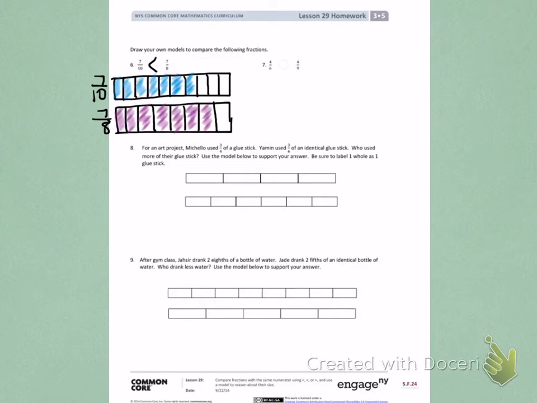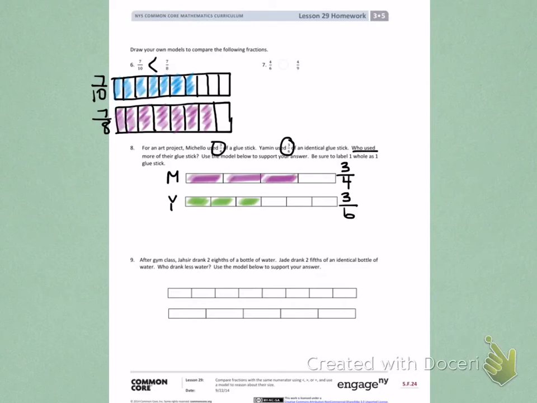So to start, I'm going to label the first as Michello because there are 4 equal parts, and she used 3/4. So I'm going to shade 1/4, 2/4, 3/4, and I'm going to label that as 3/4. The second is Yamin, and he used 3/6. So I'm going to shade 1/6, 2/6, 3/6, and I'm going to label that as 3/6.